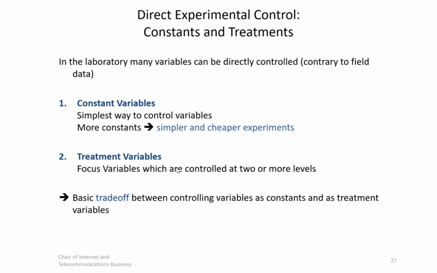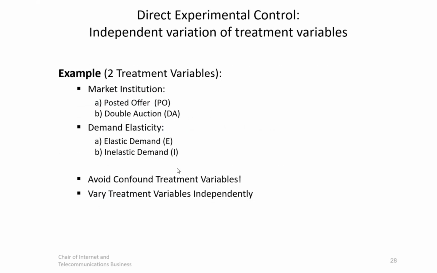Treatment variables are the ones that you want to understand how they impact your dependent variable, which are controlled at two or more levels. And basic trade-offs between controlling variables as constants and as treatment variables should be taken into account. So let me give an example here.